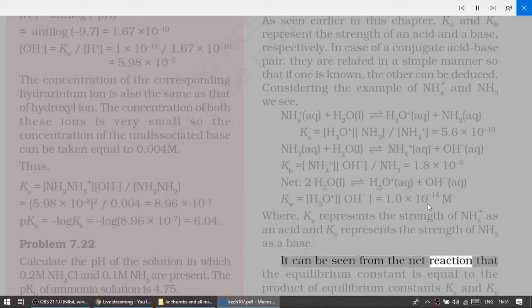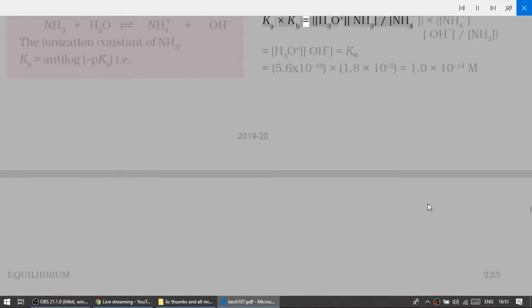It can be seen from the net reaction that the equilibrium constant is equal to the product of equilibrium constants Ka and Kb for the reactions added. Thus, Ka × Kb = [H3O+][NH3]/[NH4+] × [NH4+][OH-]/[NH3] = [H3O+][OH-] = Kw = 5.6 × 10^-10 × 1.8 × 10^-5 = 1.0 × 10^-14 M.